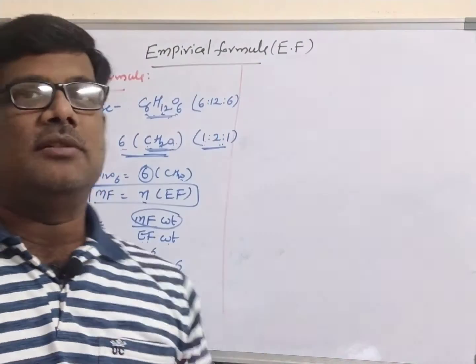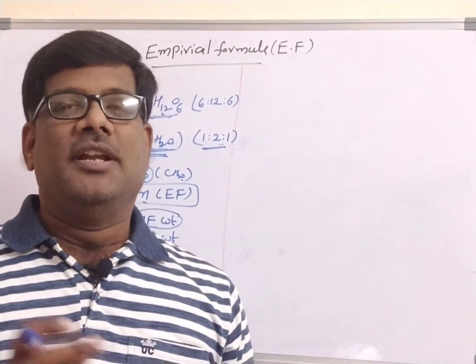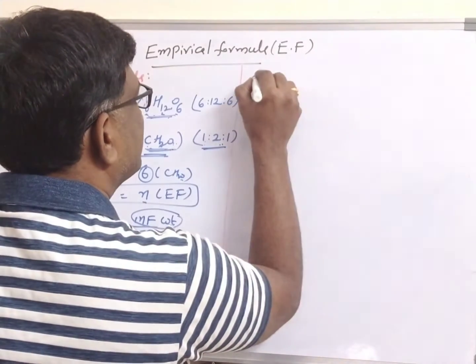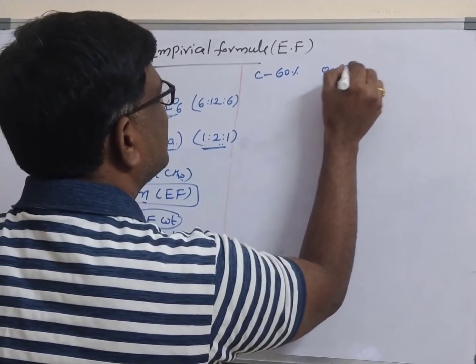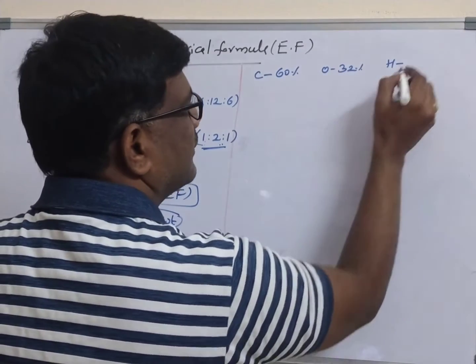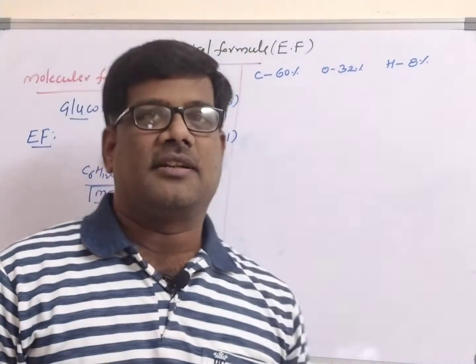Immediately, how to calculate the molecular formula and empirical formula, and how he gives you the problem. In your examination, he gives the problem like this: a compound consisting of carbon 60%, oxygen 32%, hydrogen is remaining. So 60 plus 32 is 92, so hydrogen is 8%. Calculate the empirical formula.